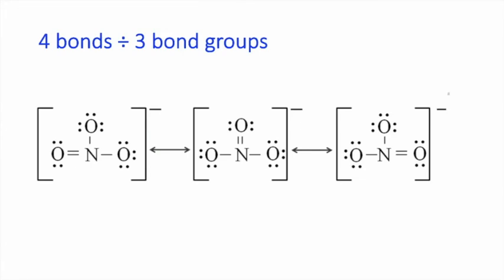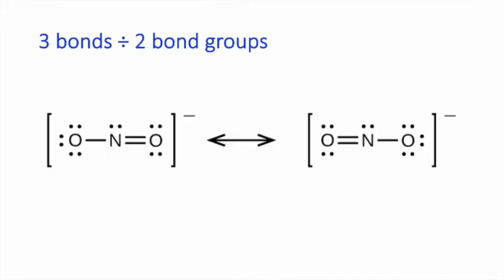In this particular resonance structure, we have 4 different bonds. We have 2 single bonds and 1 double bond. That means 4 bonds. But we have 3 bond groups. The nitrogen is bonded to one of 3 different oxygens, so 3 bond groups, and when we divide these, we get 1.33 bonds, so that is our bond order.